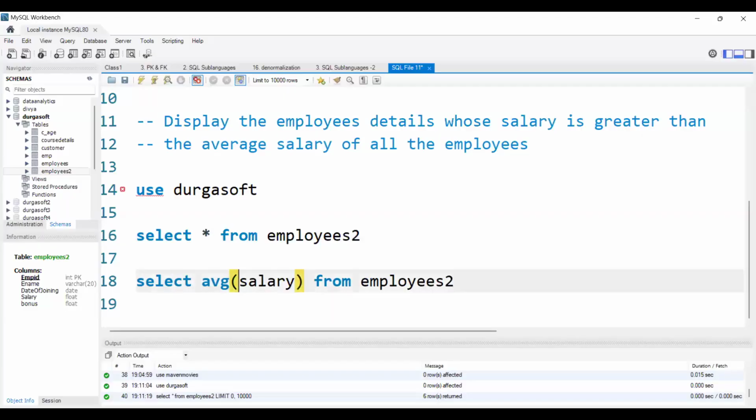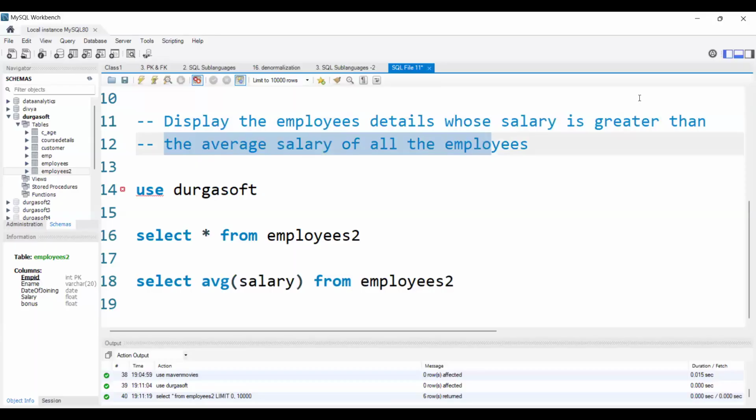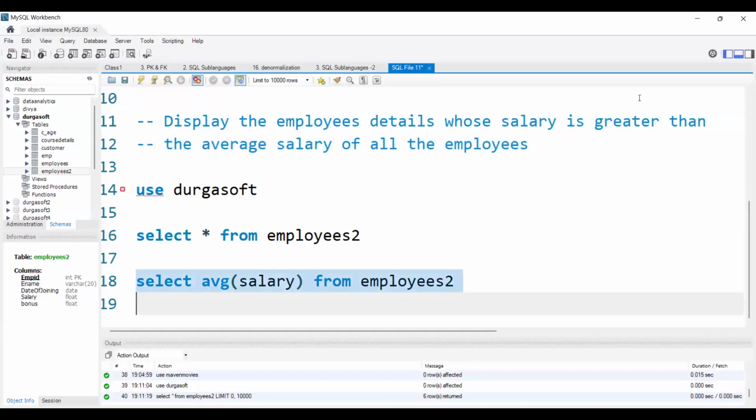To find the average salary of employees, we will use an aggregate function called average. We saw that previously, and I will write it as select average salary from employees 2. Let me just execute this one. I'm just trying to divide this question into two parts. My first question is display the employee details whose salary is greater than, something like that. And the second question is the average salary of all the employees. Now I'm just trying to solve the second part of the complete question.